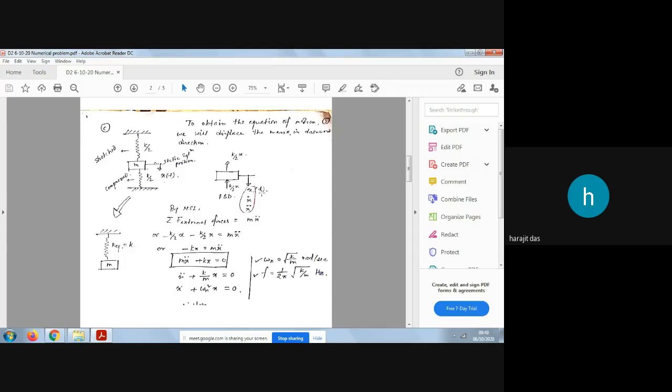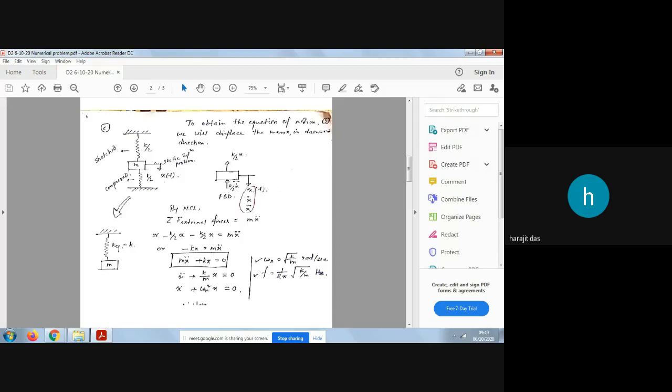The displacement is x, the velocity will be x dot, the acceleration will be x double dot. Now you need to apply Newton's second law of motion to find the equation of motion, because in the question you are asked to find the equation of motion as well as the natural frequency and the linear frequency. Applying Newton's second law, the summation of the external forces is equal to m times x double dot. So what are the external forces?